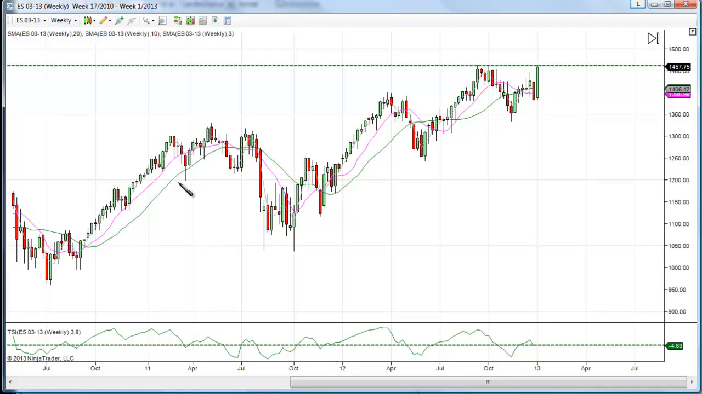Okay, we have this trend that we've been in that we have yet to break, so we have to keep an eye on that as well. Note that TSI has given us a sell signal, and we're trading above all of our moving averages.